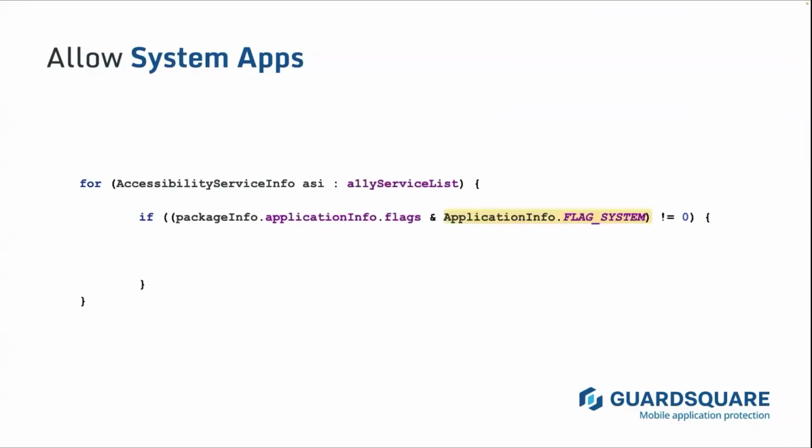Another approach is, okay, we could say there can be system applications using accessibility services. Okay, we can trust them. So for this, we could just iterate across the list of enabled accessibility services, and check if they have the system flag set or not. If it is set, then we would just trust that particular application. This could be a possibility.